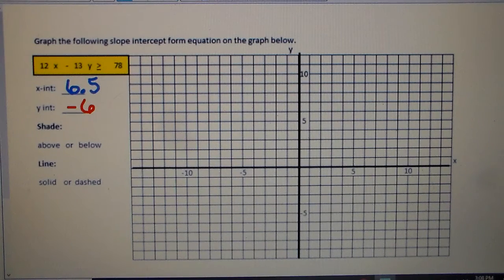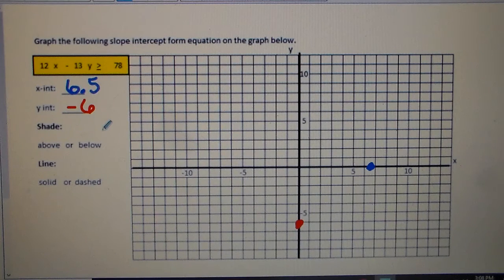Now I like to graph them once I've written them down. So x-intercept is 6.5, so I go on my x-axis to 6.5, which is located right here. I'm going to put a dot right there. My y-intercept is negative 6, so I plot a point at negative 6 on the y-axis.